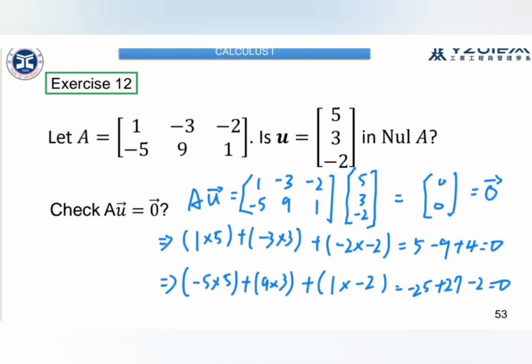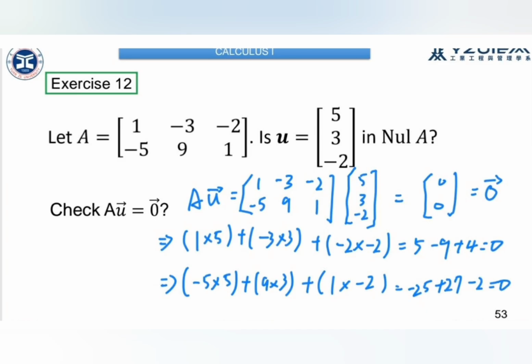To determine if a vector is in the null space, we need to check if the matrix-vector multiplication Au equals the 0 vector. If Au equals 0, then u is in the null space. If it doesn't, it is not. To perform the multiplication step by step, we set up the matrix A multiplied by the vector u.